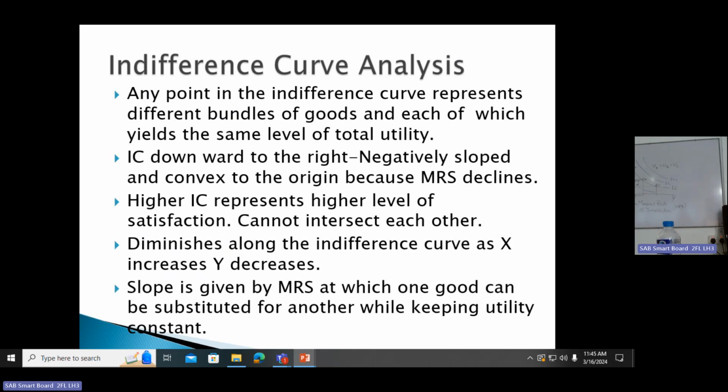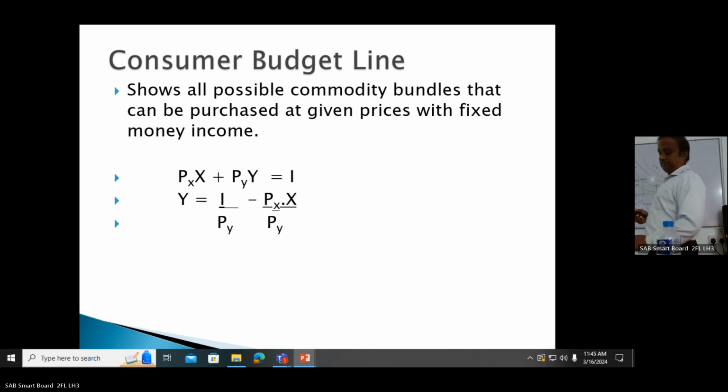So those are some features of the indifference curve. Remember those things. It is downward sloping with a negative slope and convex to the origin. There cannot be intersections. A higher level indifference curve means a higher level of satisfaction, and the slope of the indifference curve is given by the marginal rate of substitution, which declines along the indifference curve. So those are the features.